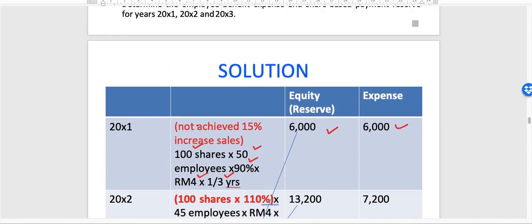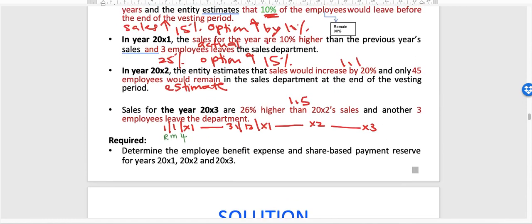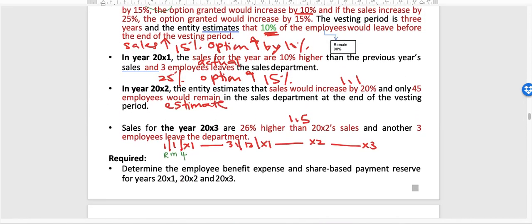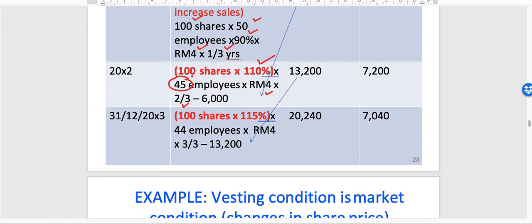In the second year, you achieve the performance condition, so you times with 1.1 because the option increased by 10%. Then times with the same price, 4 ringgit. This is 2/3. But this time you times with 45 employees, because in the second year, it says that only 45 employees would remain. This is the estimation. So we take the estimation, 45 employees.